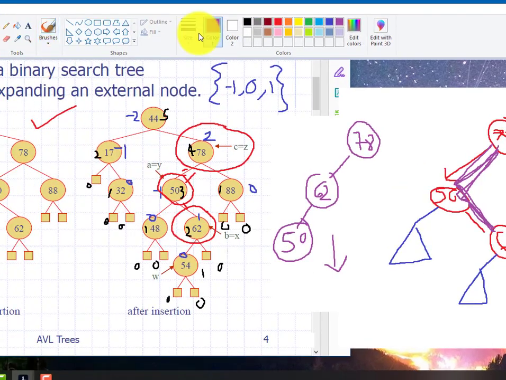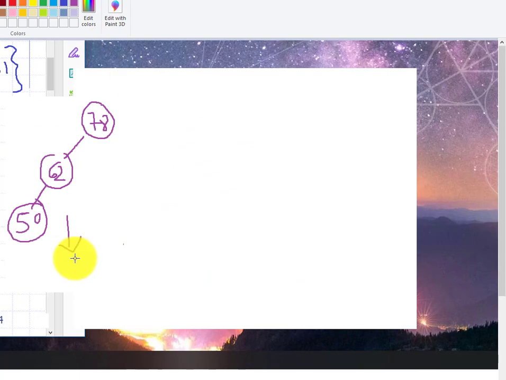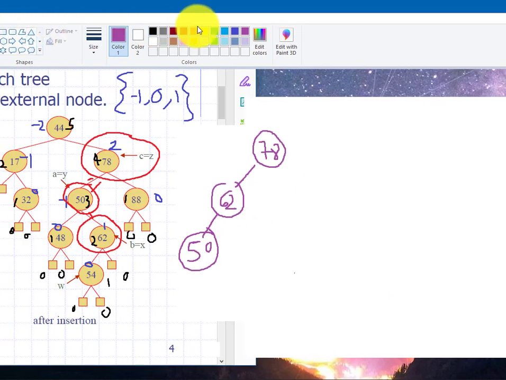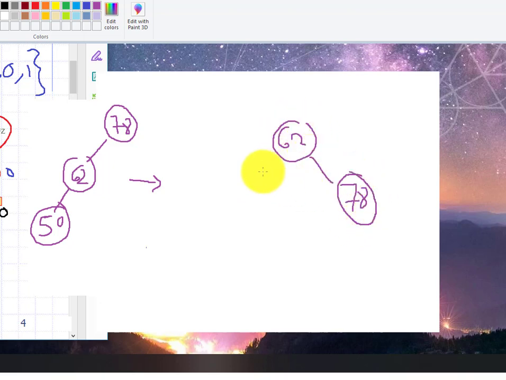So all we do is bring up the 62, by saying 62 is now here, 78 is now the right subtree, and 50 is the left subtree. I hope this makes sense. Okay, you can see it in your head how the restructuring occurred.